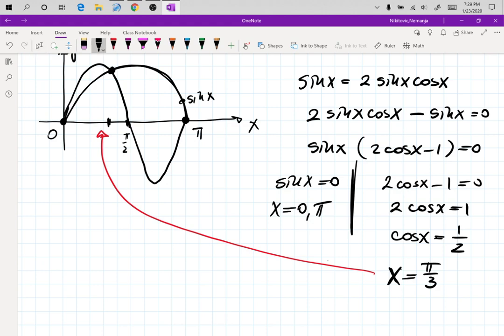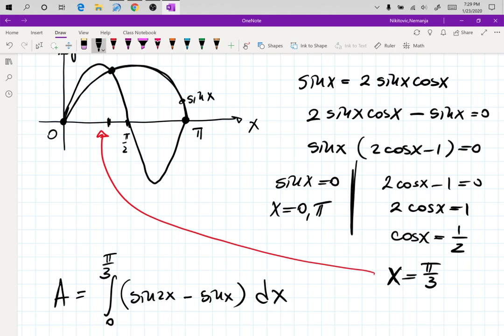So the first integral is 0 to pi over 3. The top function is sine 2x, and the close bottom function is sine x dx. So that's the first piece. Let's do blue shade on it. So that's the blue one.